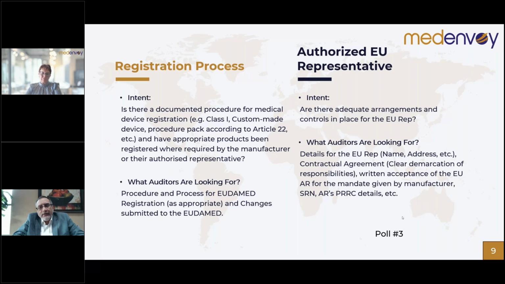And then of course we have the requirements for the authorized European Union representative. So the intent is to ensure that you have a contractual agreement in place. They have a mandate to represent you within Europe, and of course what we're looking for is the contract in place, the name, address, the PRRC, and all the information that goes with the EU authorized rep. We are looking that the contract itself covers all the critical elements and information required by the MDR for EU reps.